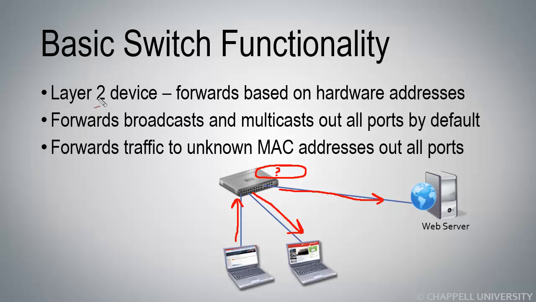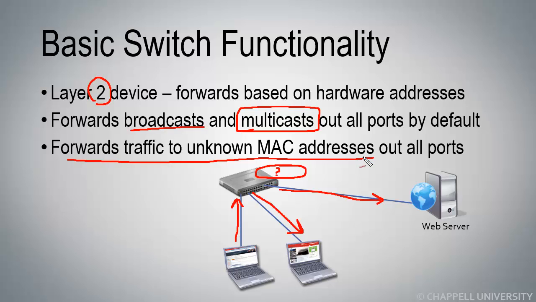Now, routers are completely different because routers are layer 3 devices, and they do not forward broadcasts. They might be configured to forward multicasts, however. And if traffic comes into an unknown MAC address, it drops the packet because it expects packets addressed to the router itself.